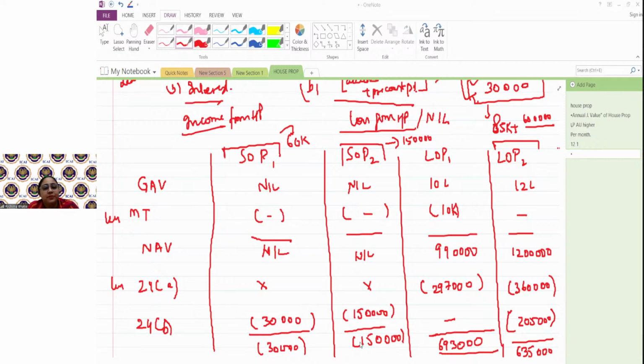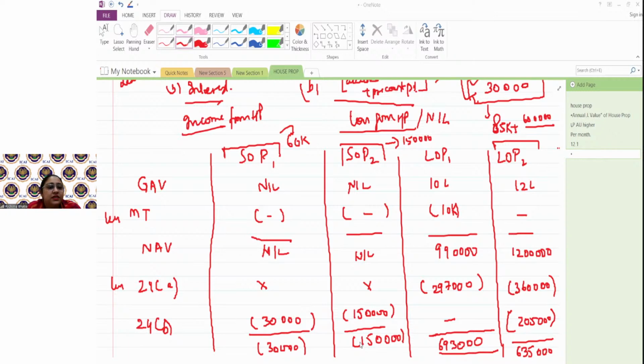Sushil, in SOP 1 there is 60,000 interest during the year, but there is a ceiling limit of 30,000 when it comes to repair, if the loan is taken for repair and not for construction, or if the loan is taken before 1st April 1999. The maximum interest which would be allowed would be 30,000, irrespective of whatever actual interest accrued during the year is, plus pre-construction period interest.